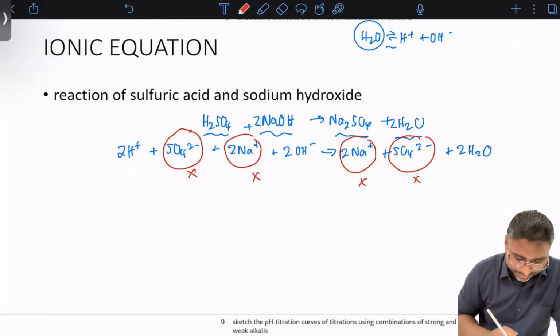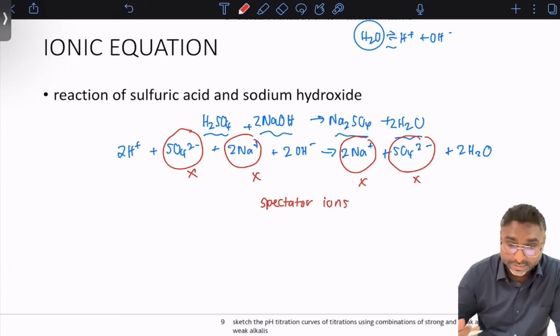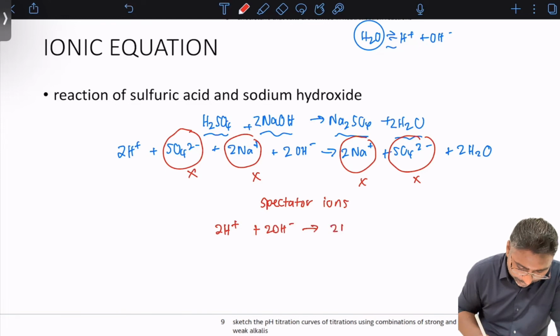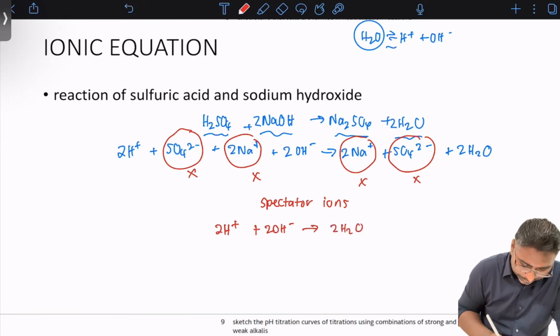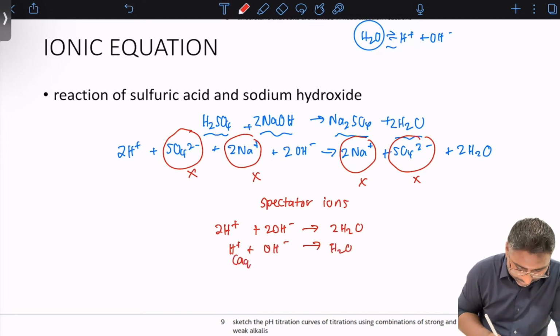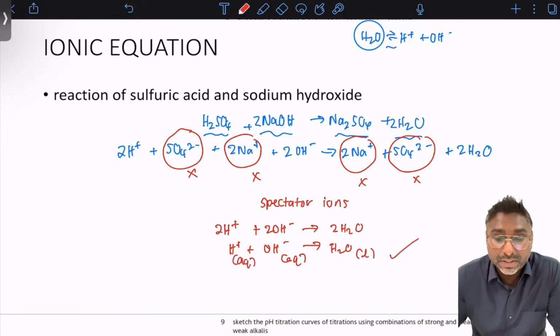Spectator ions. Okay, good. The spectator ions are ions that do not actually take part in the reaction. So when I remove that, I have 2H plus and 2OH minus to give you 2H2O. You can cancel the 2. I have H plus plus OH minus to give you H2O. Finally I just put aqueous, and this is liquid. This is going to be the ionic equation of all neutralization reaction. So please take note of that.